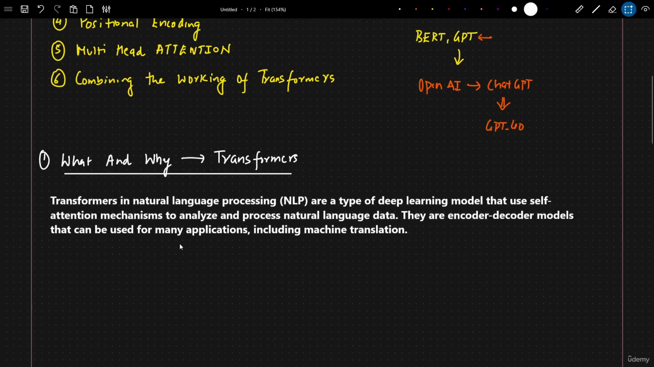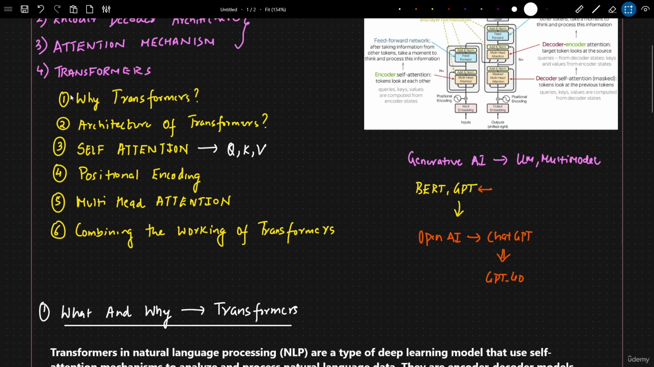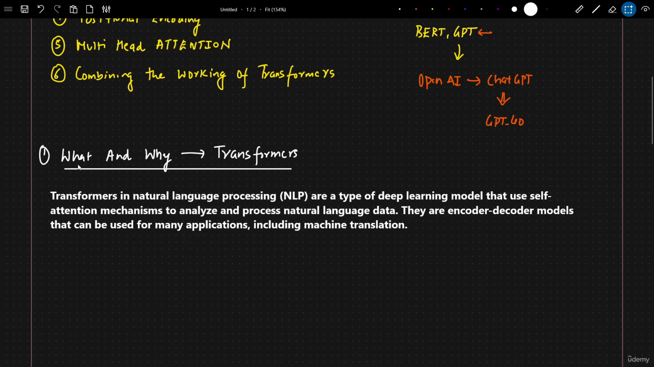Hello guys, so we are going to continue our discussion with respect to the transformers. So this is the first topic that we are going to pick up and we are going to understand. Here I've also given the definition, so that is the reason I've written what and why in transformers.